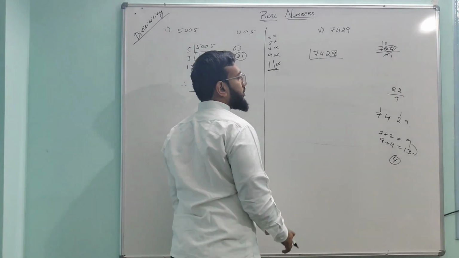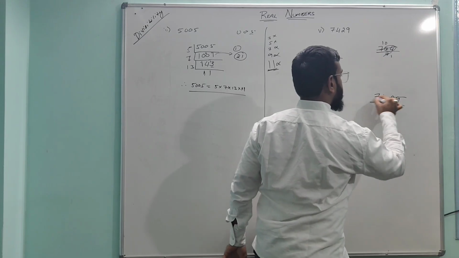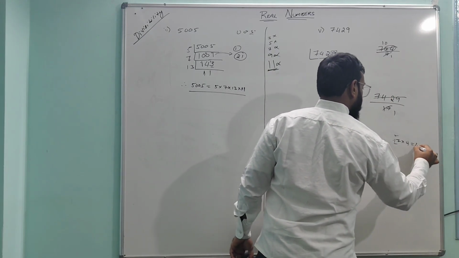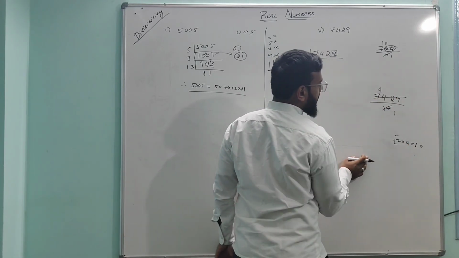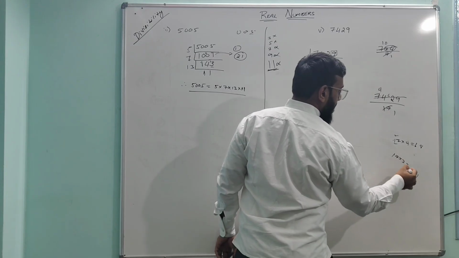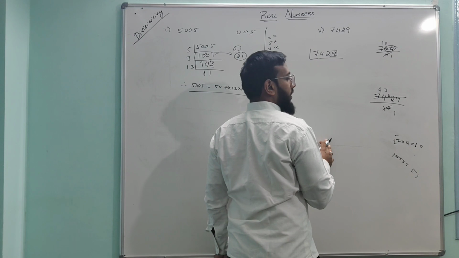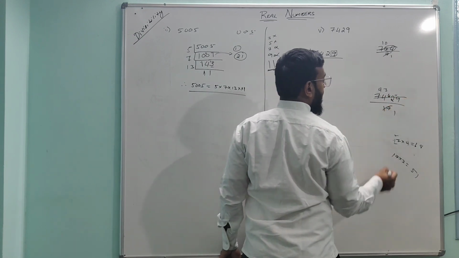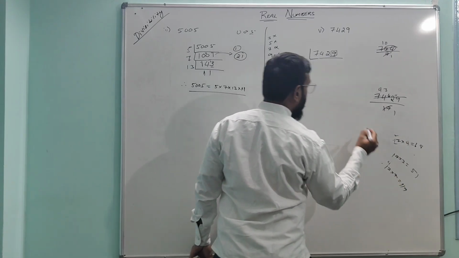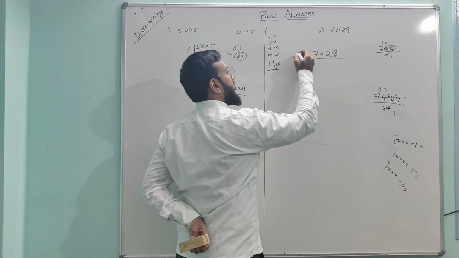Let me check with 17. 7, 4, 2, 9. 17 into 7 4 is 28, 4 carry 6 and 68, correct? 17 4s are 68. How much is remaining? 6 is remaining. 17 3s are 51. 51, 62. 17 3s are 51. How much is remaining? 9, 10, 11, so 11 is remaining, 119. 17 7s are 119. So this is divisible by 17.